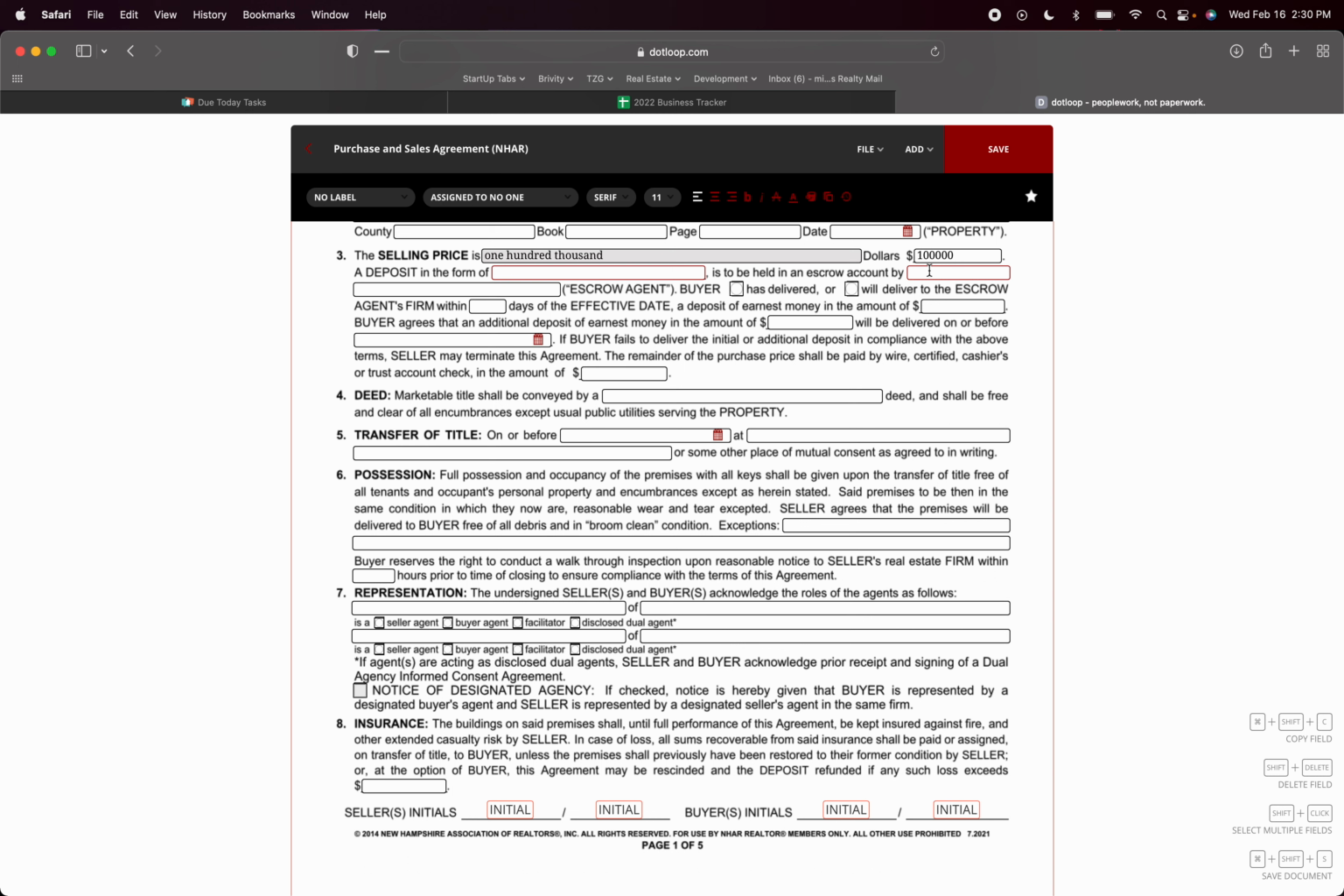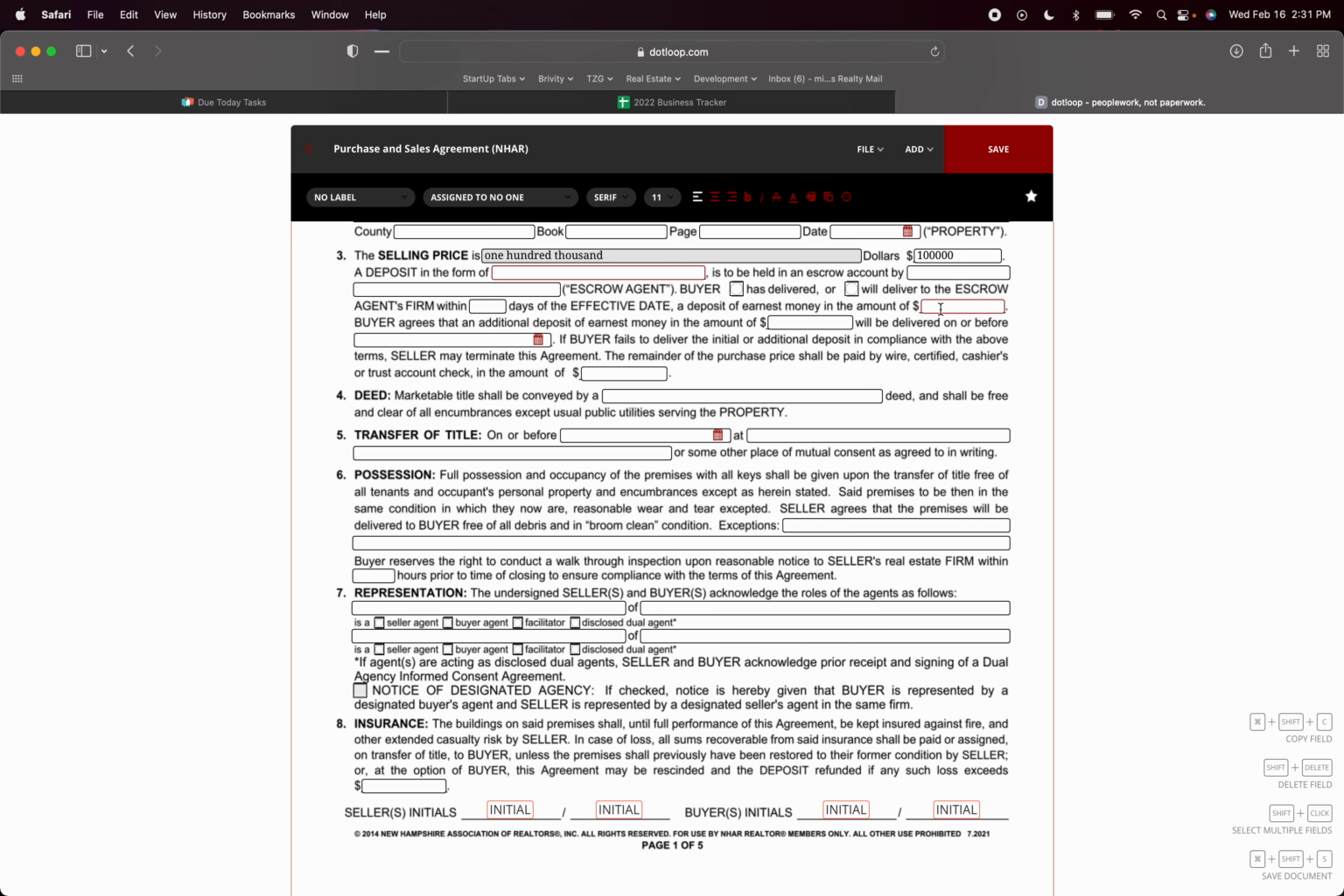So you're going to fill out the escrow agent, and then it says has delivered or will deliver. I think that's pretty self-explanatory. Frequently we see will deliver, and in those cases, somewhere between 3 and 5 days is what we see most often. But that can honestly be any number of days that is agreed to by both the buyer and the seller. A deposit of earnest money in the amount of X, so this is going to be the amount of that check. $1,000 is pretty common in New Hampshire.